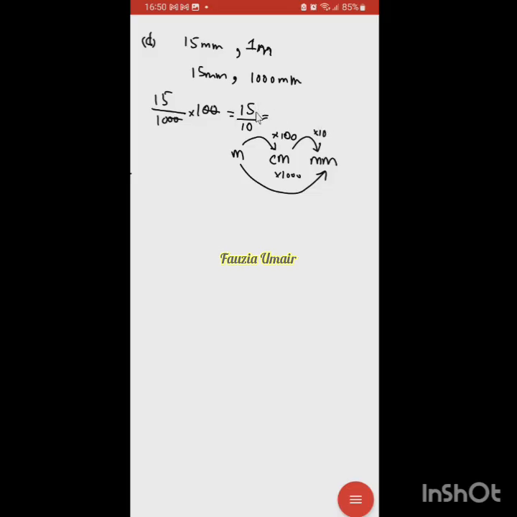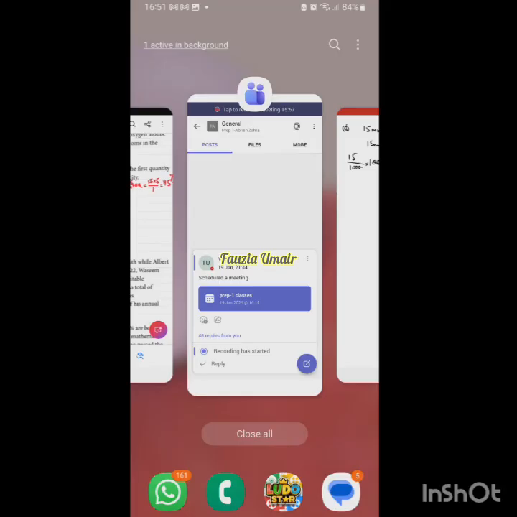Move the decimal. There is a decimal at the end, because it is divided by 10, you need to take the decimal one step backwards. So it will be 1.5, that is 1.5%. So we are talking about 15 millimeter to 1000 millimeter. We are talking about 1.5%, a very small amount, right? Yes, ma'am. All right, moving on to E part.